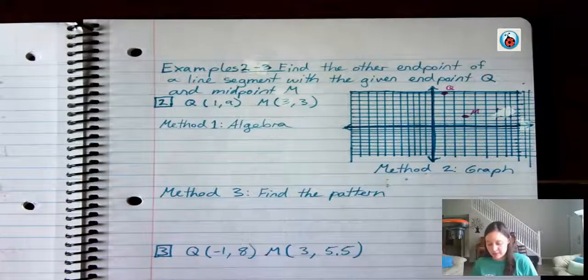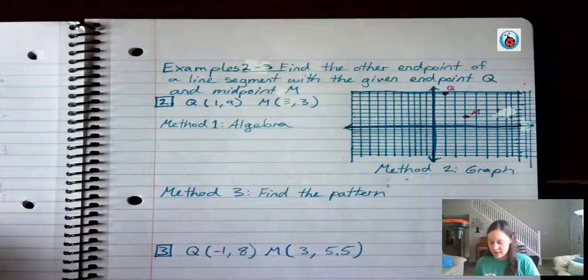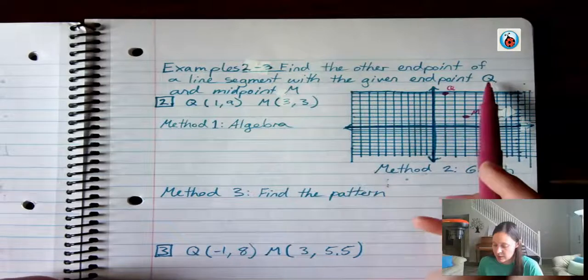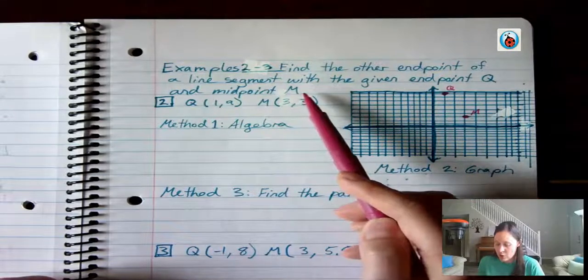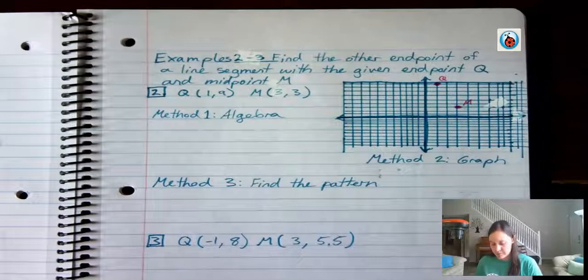Okay, our second type of problem is a little bit different. It's still dealing with midpoint, but this time we're asked to find the other endpoint of a line segment with a given endpoint and a midpoint. So this time, instead of just adding them up and dividing by 2, we have to do a little more solving.